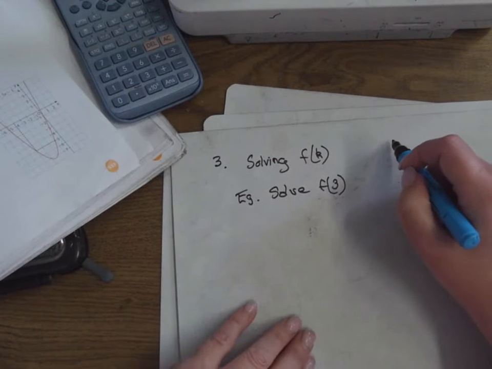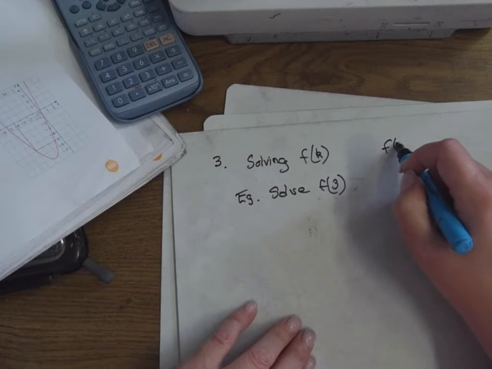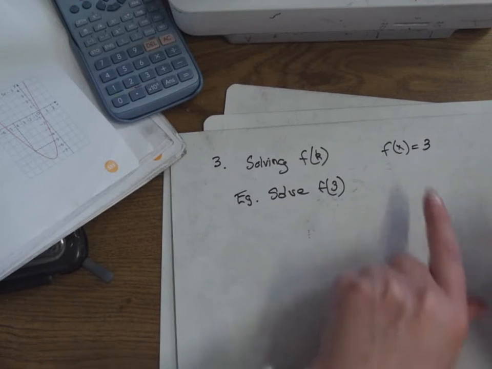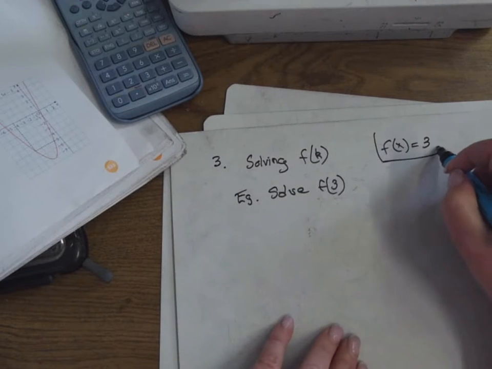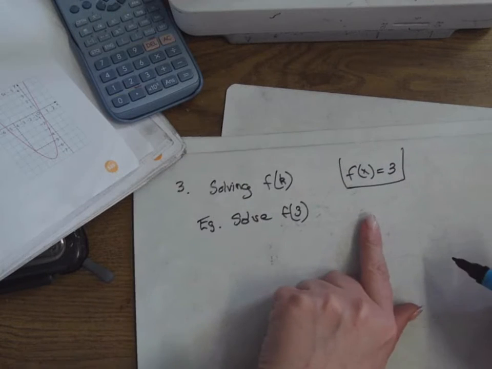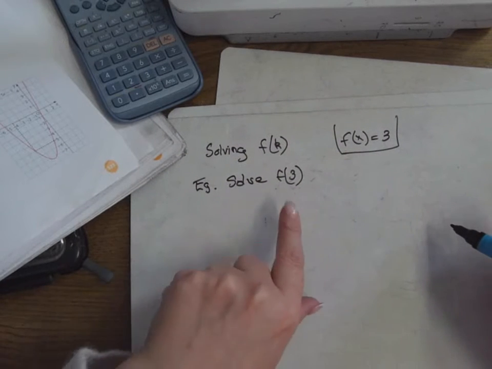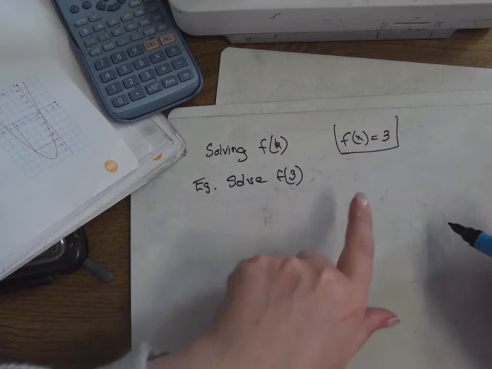Now what's different about this one? Yesterday we did something like f of x equals 3. That's what we did yesterday. What's different about today's? So don't write that down. That's just me pointing out yesterday's example. Right? What's different about today? Today the number is where?